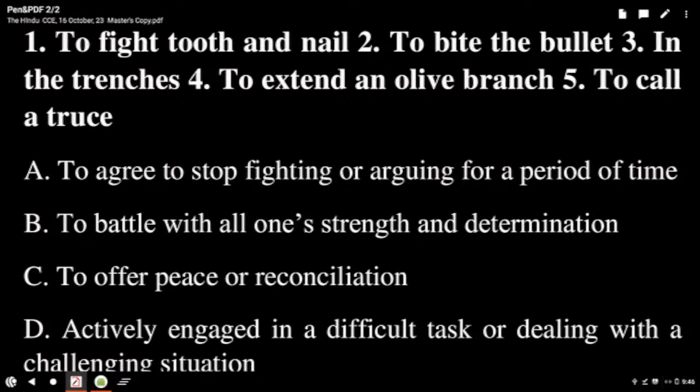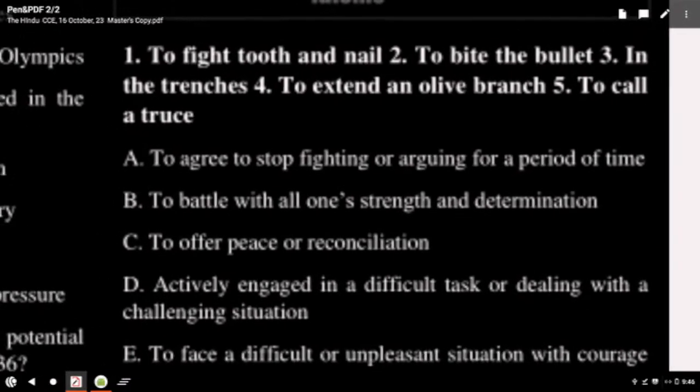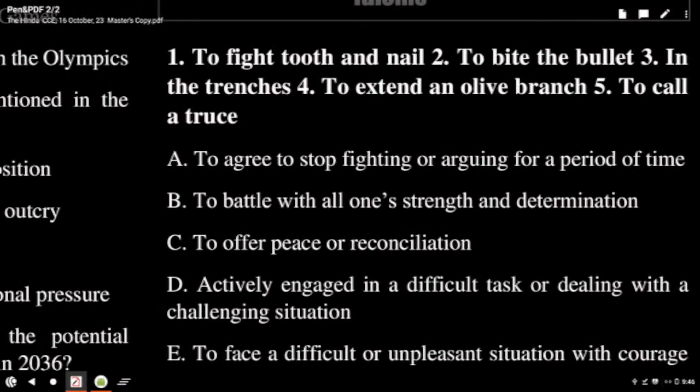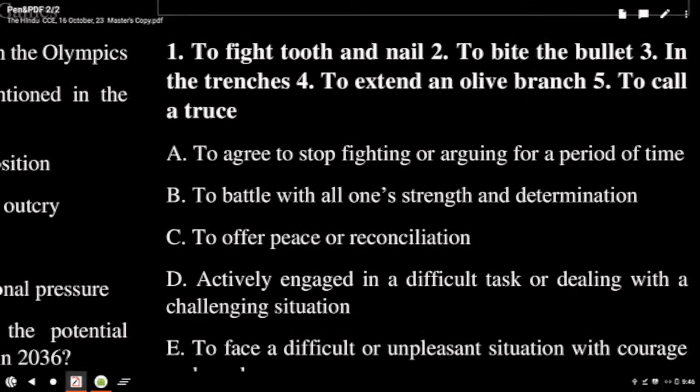A little challenging. To fight tooth and nail. What is the answer? How many of you say B is the answer? That is the answer. Fight tooth and nail means to battle with all one's strength and determination. Till the end you fight. To fight tooth and nail. They have given this in SBI a few times, an important one.